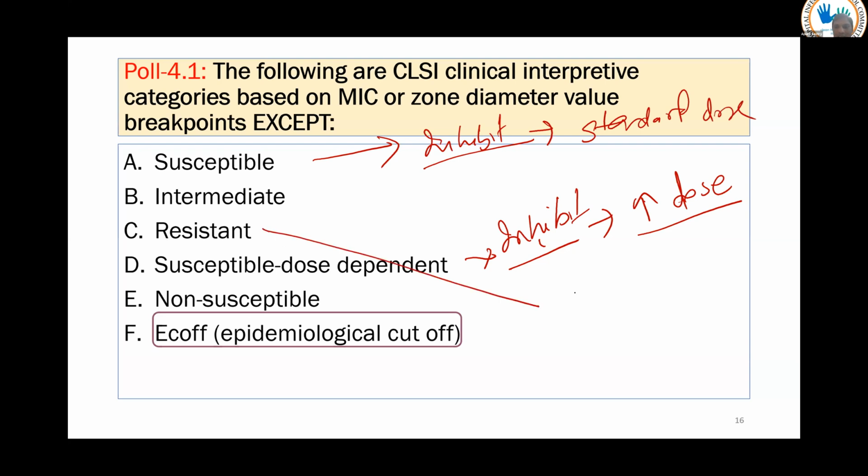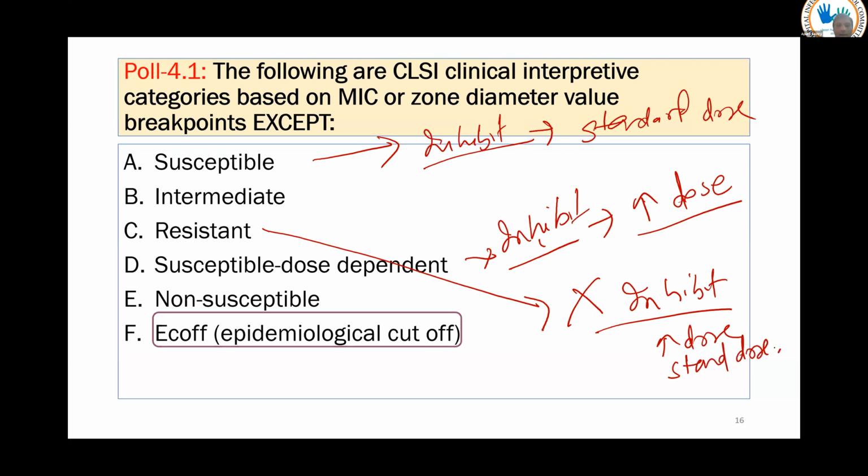Resistant means it will not inhibit, either in increased dose or in standard dose. Intermediate is it may inhibit in increased dose. This is one meaning of intermediate.